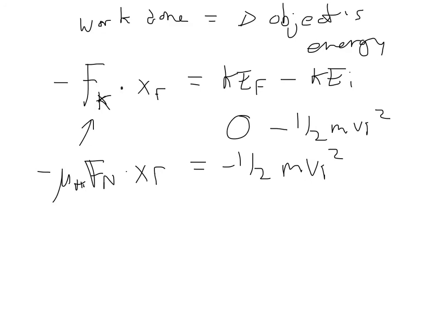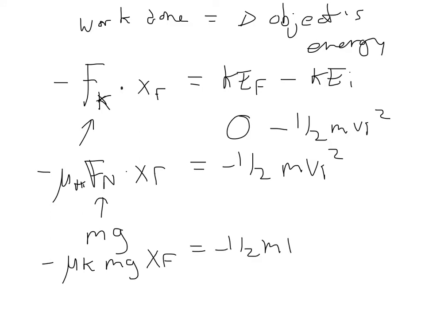And then the only thing I need to do here is know that the normal force is equal to the force due to gravity for this object, which is equal to mg. So if I solve for this whole expression, I have minus mu k m g x final equals minus 1/2 m v initial squared.